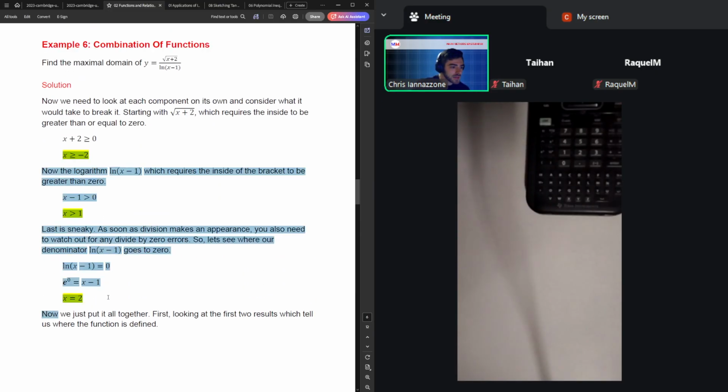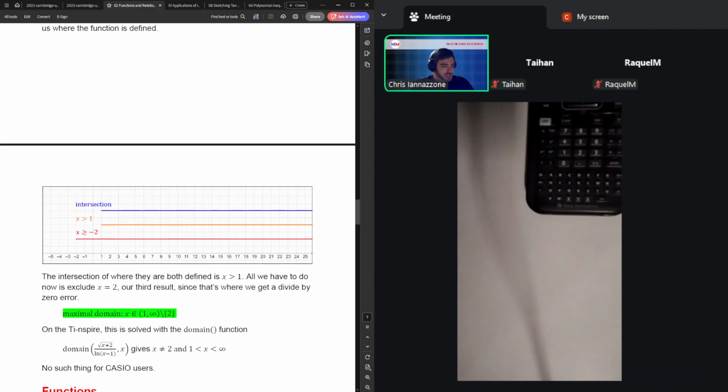Now, at this stage, we've basically just gone function by function and that division and gotten our initial results. Is there anything about those that need clarification so far? Cool. So how do we put it all together?